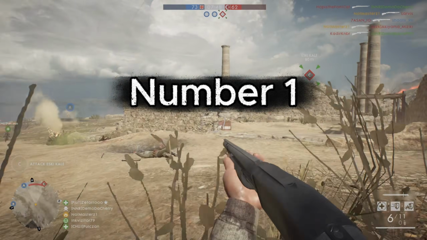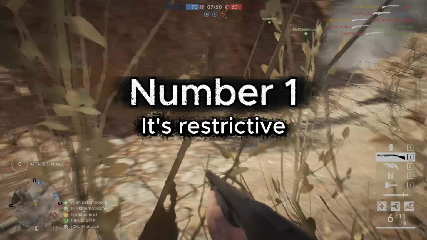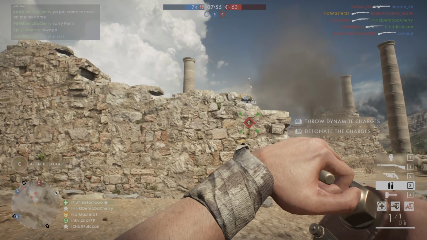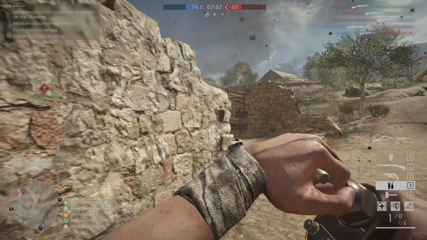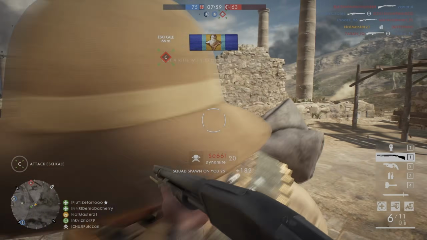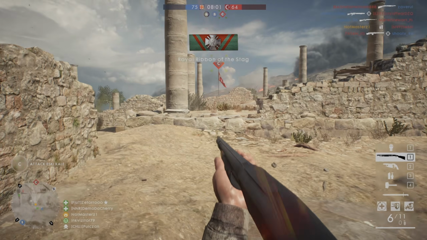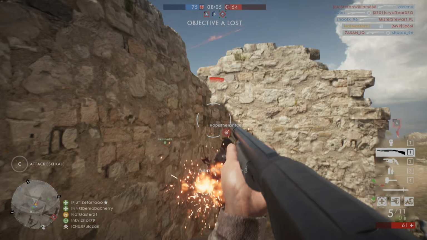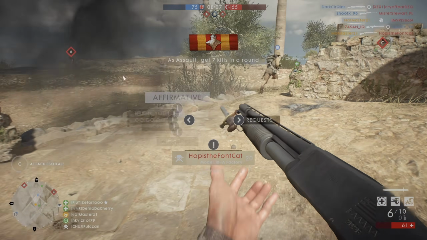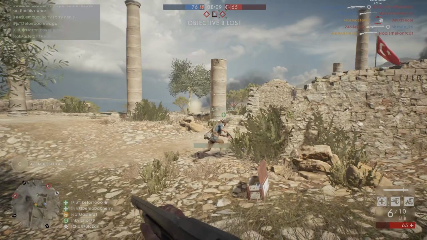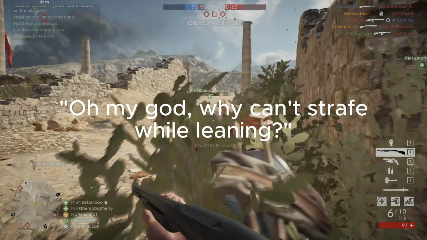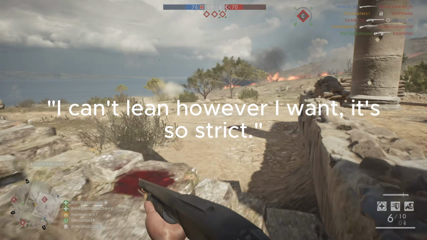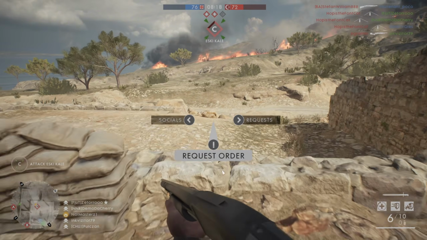Number 1. It's restrictive. Because the game engine decides when leaning is allowed, if you try to lean in your own way, like strafing or backing away a few feet, the game will register it as an invalid position, which cancels the leaning stance. The game is the one making the decisions and you have no control over it. That's why you may see comments like, oh my god, why can't I strafe while leaning? Or I can't lean however I want, it's so strict. That's where manual leaning comes to the rescue.